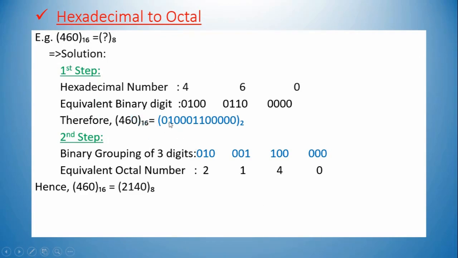Then after that, in the second step, we group these binary numbers into three-digit groups. We start from the last, and these three zeros of the last should be written here, and 100 is written here, and 001 is written here, and 10 is written here. Then we wrote the equivalent octal number of these individual three binary digits, which is 2140, which is the octal number of the given hexadecimal number.